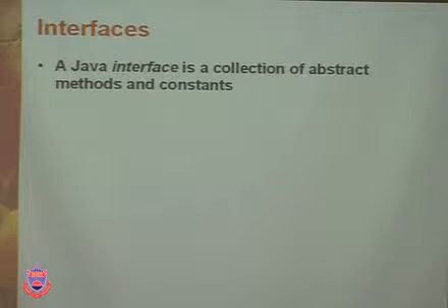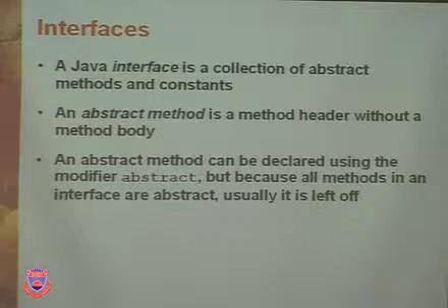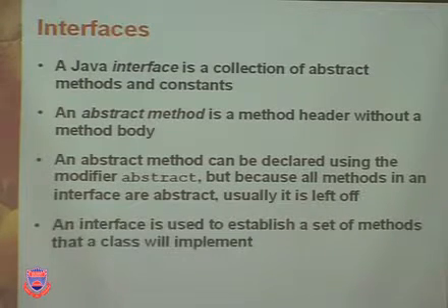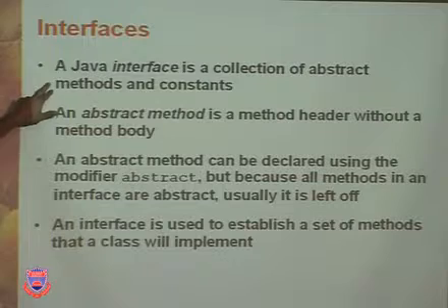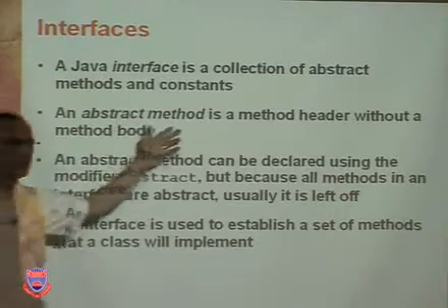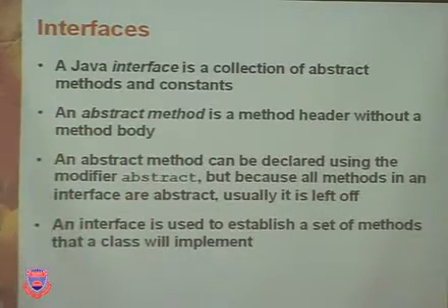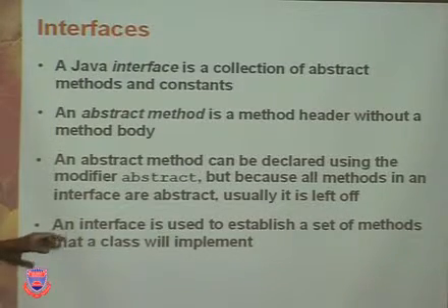So next, interfaces. I have given an example of interfaces before in the action event, right? Action listener and all those events and listeners, we have seen the interfaces. So a Java interface is a collection of abstract methods and constants. Abstract methods are methods that have only headers but no internal implementation at all. So it just has the header.